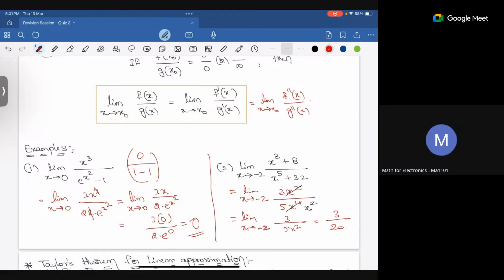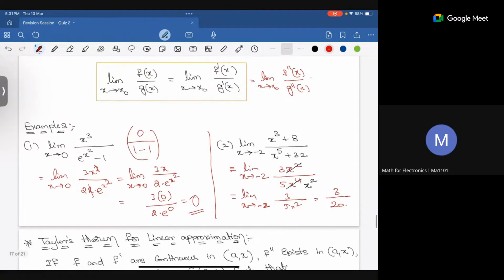And again, a strong note: L'Hopital you can use only when you end up getting indeterminate forms. Either 0 by 0 or infinity by infinity, or infinity by minus infinity, these kinds of forms. Okay. Only then you are supposed to use L'Hopital.